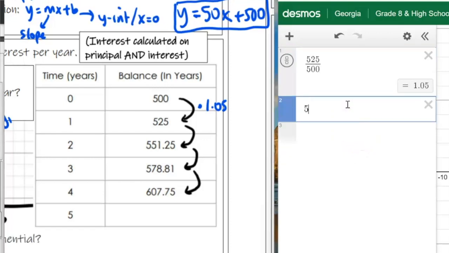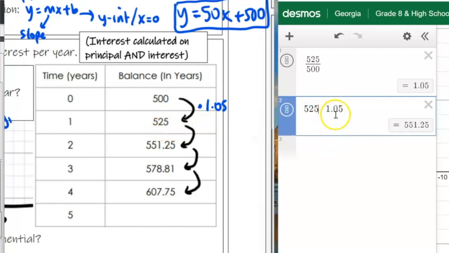I start off with $500. I multiply it by 1.05. I get the next number. All right, so now I'm going to check to see if I multiply the next number, which is 525 times 1.05, do I get the next number? I do. If I take that number, which is 551.25, and I multiply it by 1.05, do I get the next number?